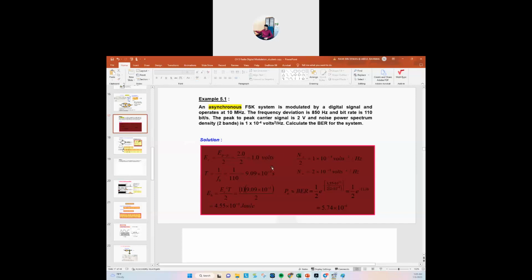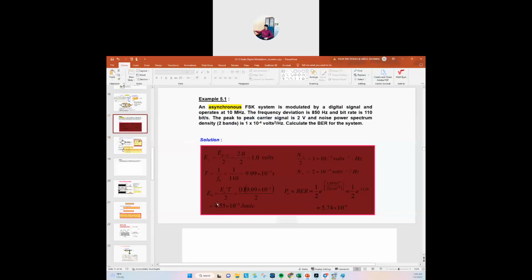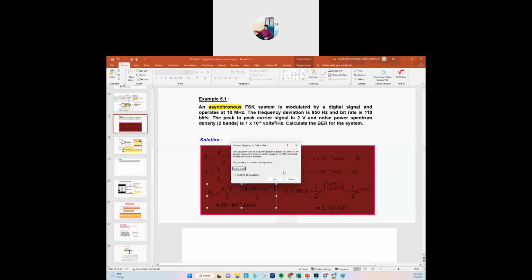So we end up having Eb, which is the energy per bit. So we get the energy per bit, which is this. Never mind, 4.55 times 10 to the power of 93 millijoule, and our BER, the bit error rate, is 5.74 times 10 to the power of -6.